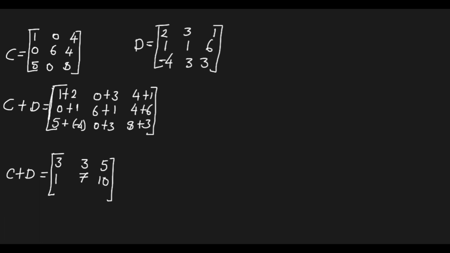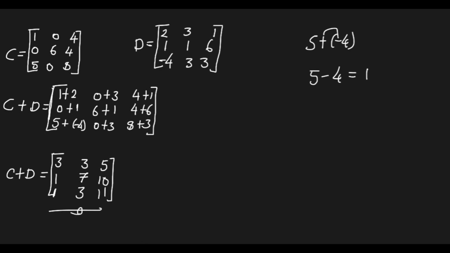Now here we have a positive and a negative, so we are going to subtract. So 5 plus the negative 4, that is 1. This is the same as 5 plus negative 4, where positive times negative is negative 4, which is 5 minus 4, which is 1. So we have our 1 here. Then 0 plus 3 is 3. 8 plus 3, that is 11.